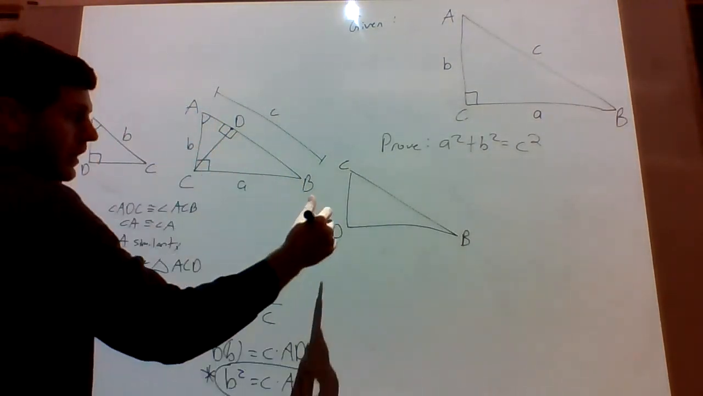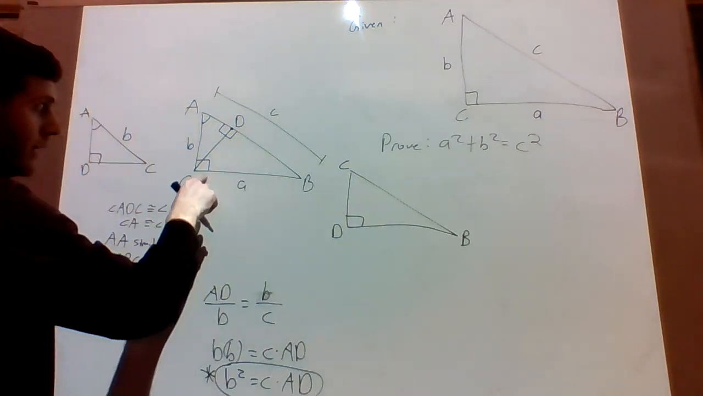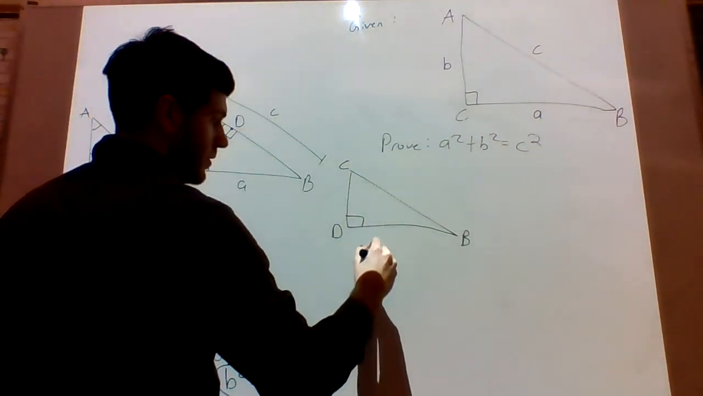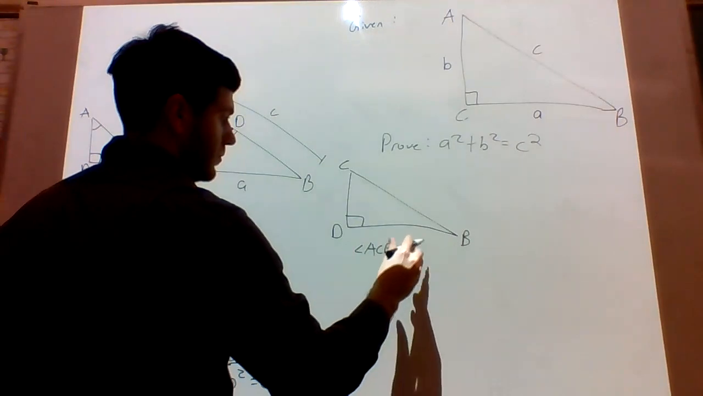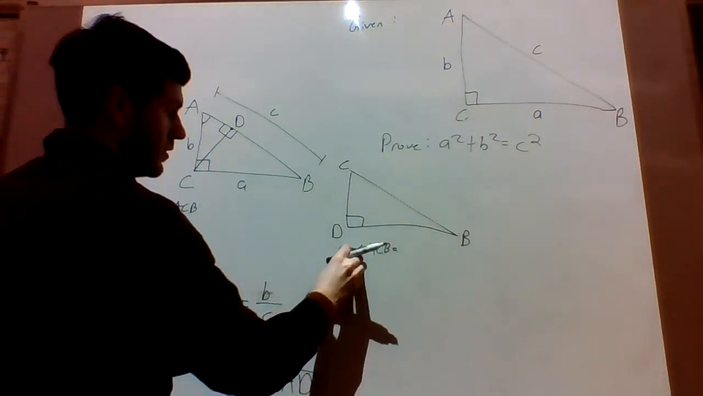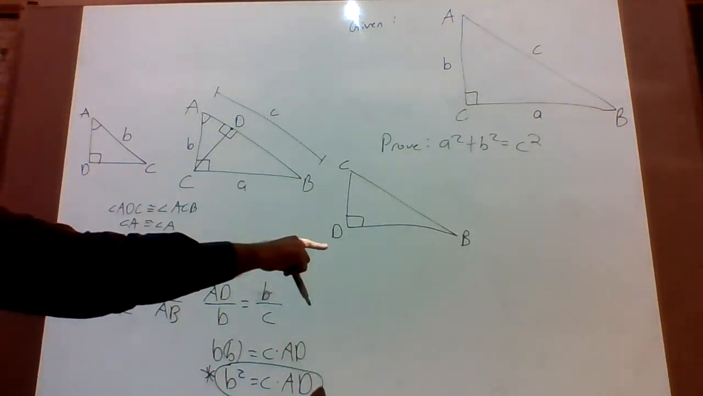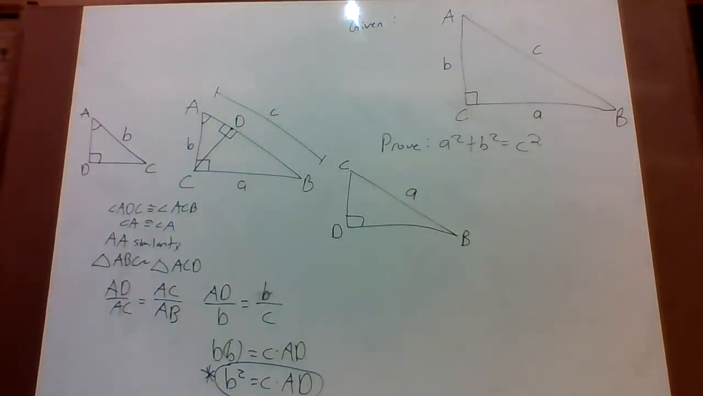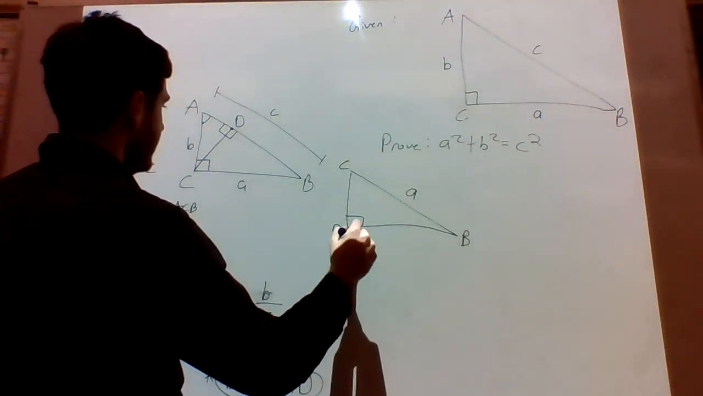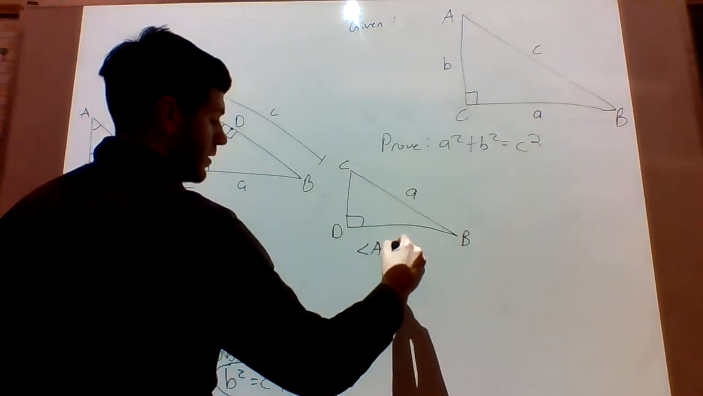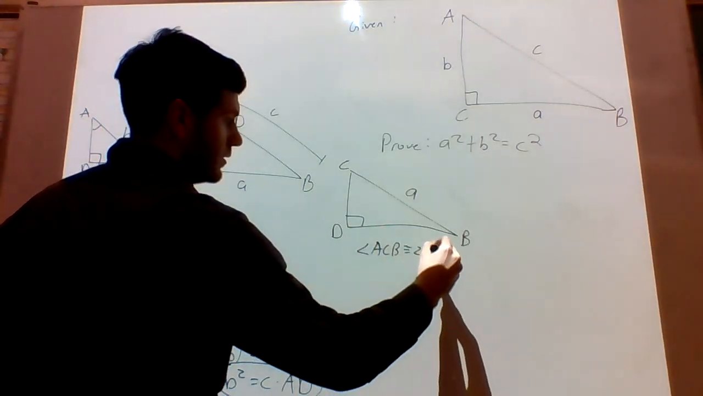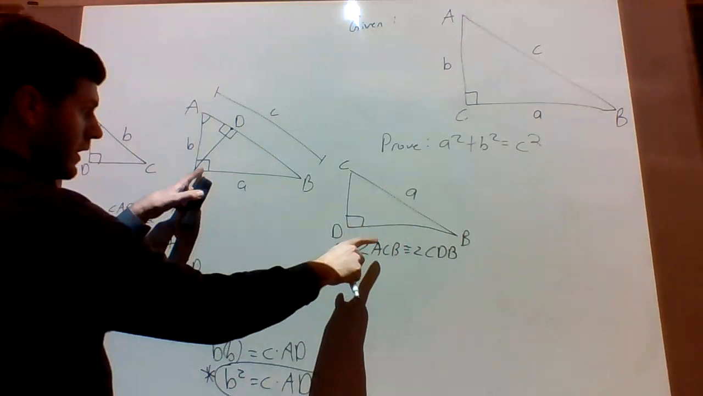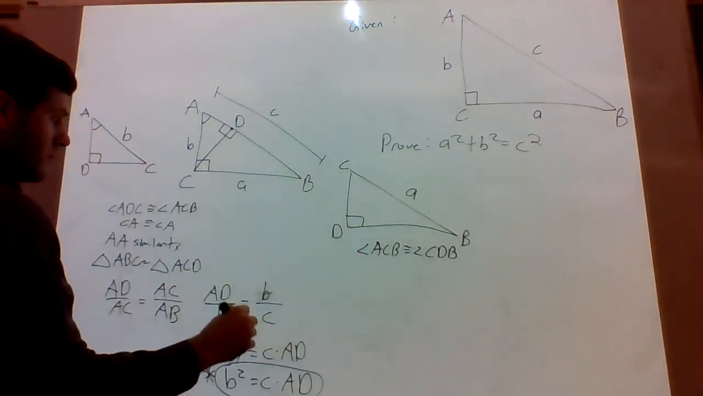We know angle D is a right angle. We know CB is A, and we know C, that's all we know there. So we know angle ACB is congruent to angle CDB, right? These are right angles, so it's the right angle theorem.